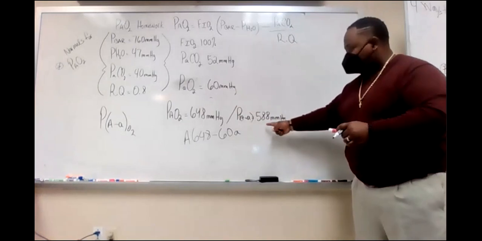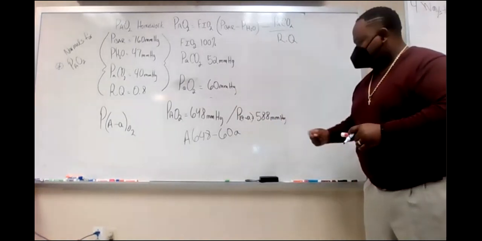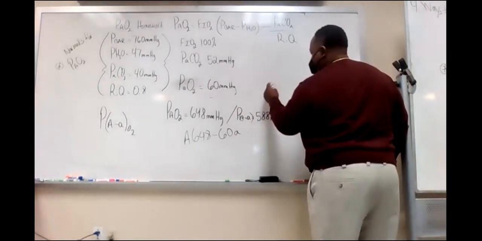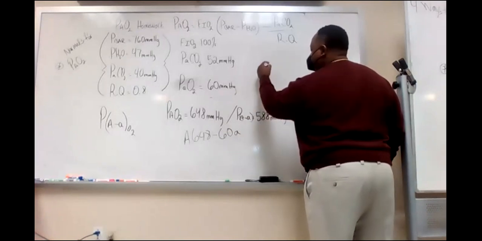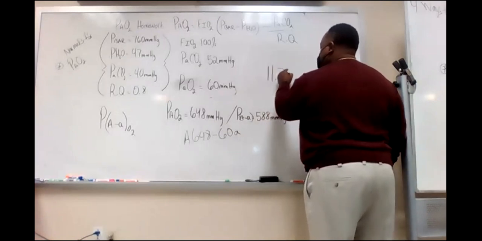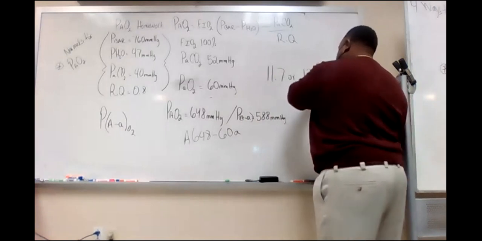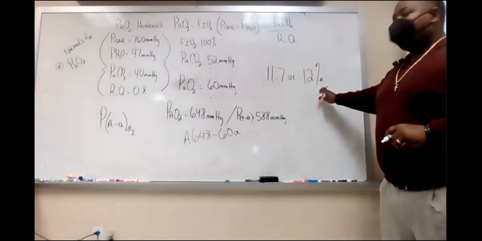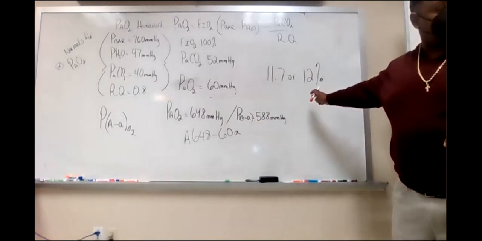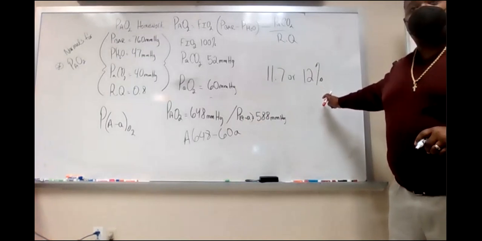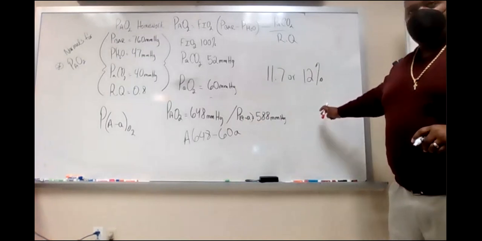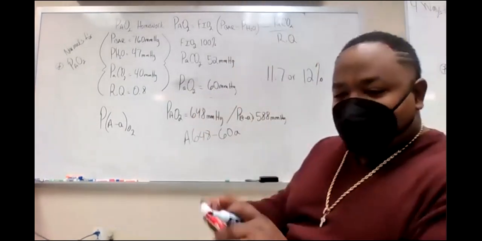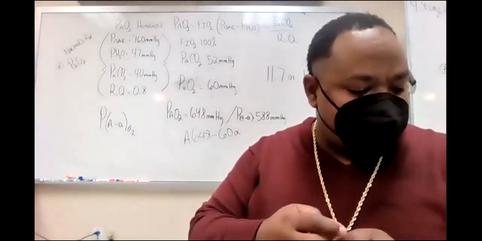So how many 50s, Kenya, are in 588? No, you tell me. How many 50s? There you go. Don't guess. So the percent shunt is 11.7 or 12%. See that? So 12% of his lungs are experiencing shunt. That's how you find that, guys. It seems like a lot, but once you do them a couple of times, that's it.